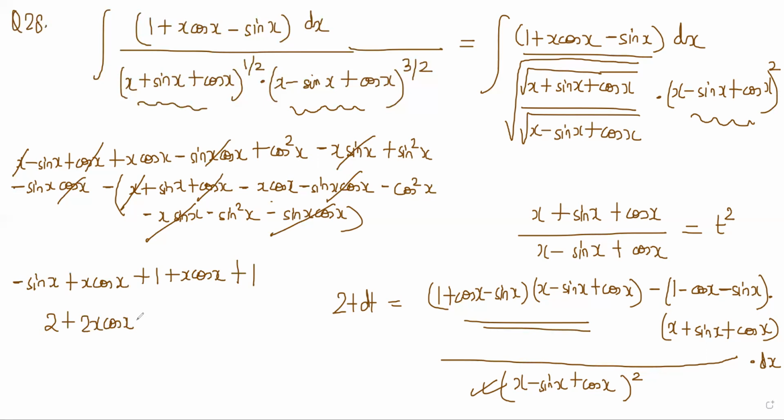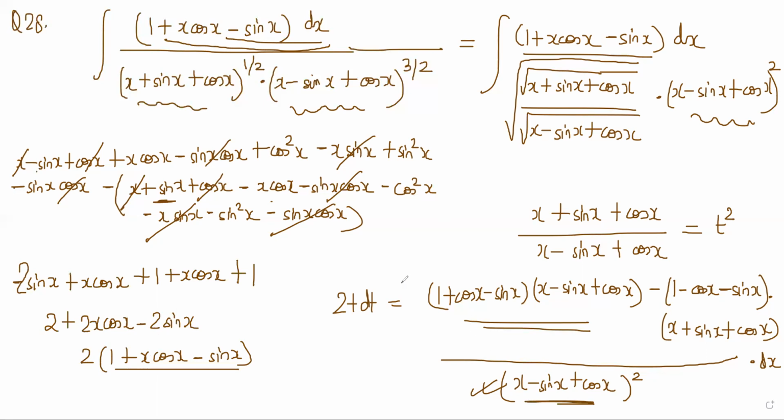And I should have got an extra sin x. There is a minus sin x here, minus sin x here. So minus 2 sin x, minus 2 sin x. So we get 2 times 1 plus x cos x minus sin x here, which notice that it fits this perfectly, right? So what we get is 2 times this by this denominator dx is equal to 2t dt. So t dt will be equal to this whole part, right?